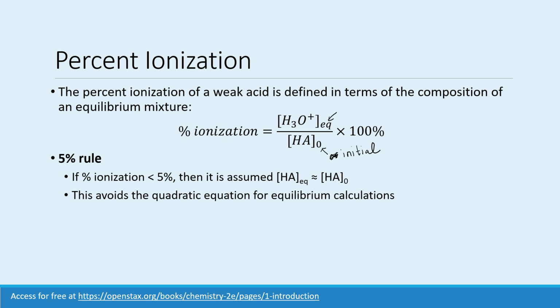Now we have what's called the 5% rule. This is going to be very important when we look at equilibrium calculations. If that percent ionization is less than 5%, then we can assume that the original concentration of the weak acid and the equilibrium concentration of that weak acid are about the same. And if we do that, that will avoid using the quadratic equation when we're looking at our calculations. So this 5% rule, we'll keep using it when we look at calculations, but just remember less than 5%, then we can assume that the equilibrium and initial concentrations of the weak acid are the same.